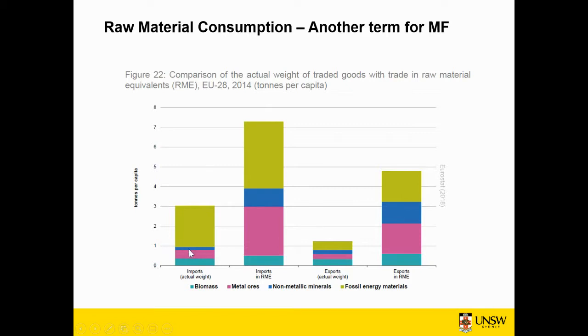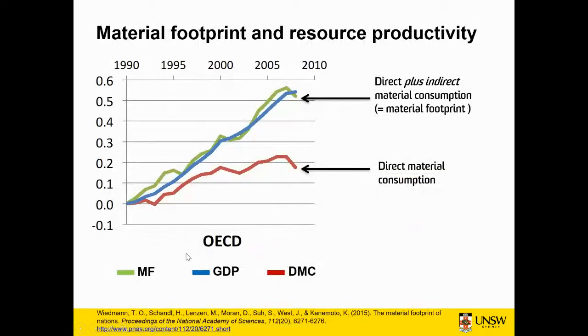So you can see here that in terms of physical imports, non-metallic minerals are small, but their proportion is much more when you look at the raw material equivalents. And the same happens with the exports. And then comes the surprise.